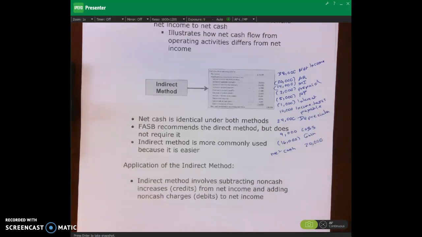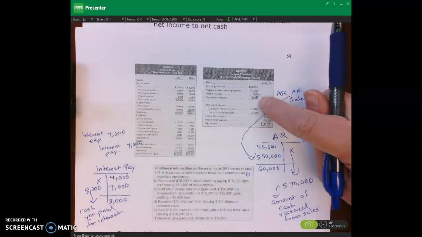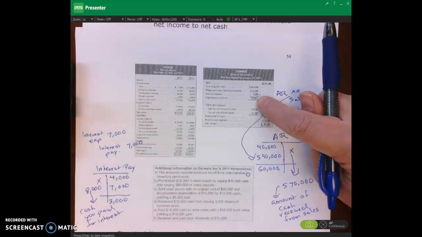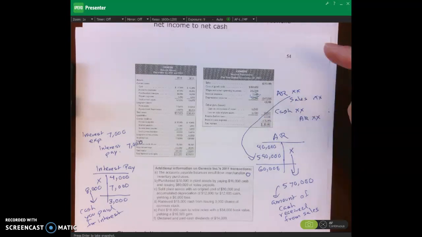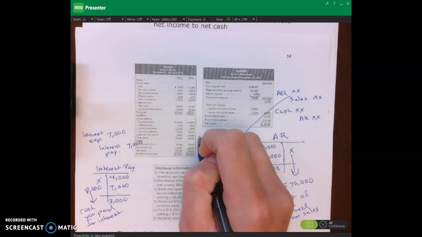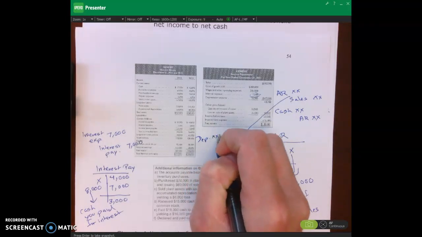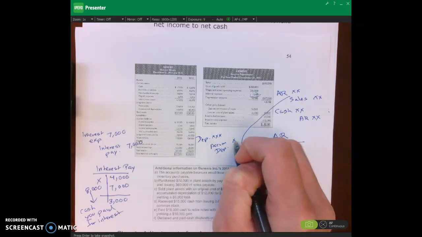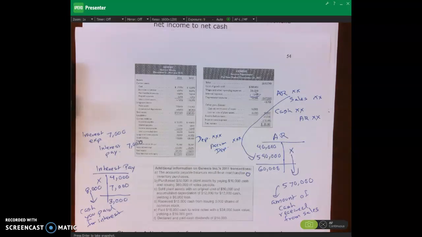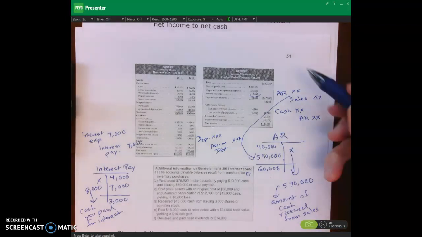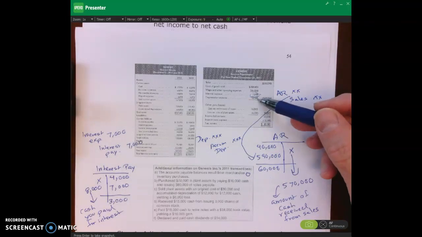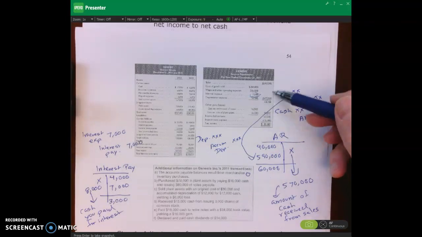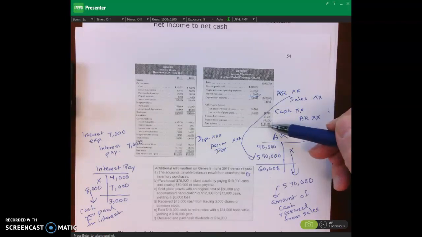And where did I get that $24,000 from depreciation? Remember, I get depreciation from the income statement. Now, why do we add that back? It's because depreciation is a non-cash expense. So remember, the journal entry to record depreciation is debit depreciation, credit accumulated depreciation. There is no debit or credit to cash. No influence on cash. But you can see right over here, this $24,000 of depreciation is subtracted from sales to get down to net income.